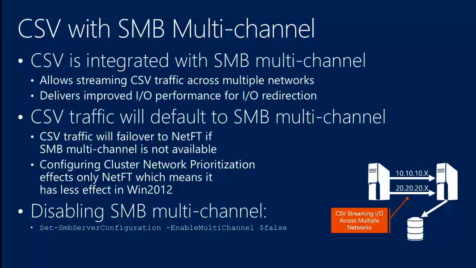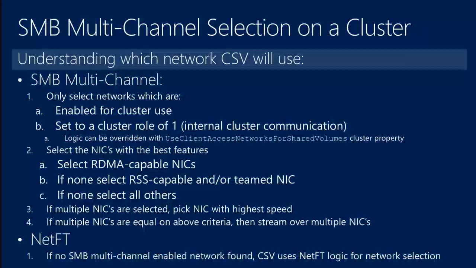Let me talk about the logic on the next one. What did I miss on this slide? The key point here is that tuning your network prioritization and your network metric values by default won't have an impact on CSV. CSV will use SMB by default and it has its own logic. So let's talk about what that logic is.